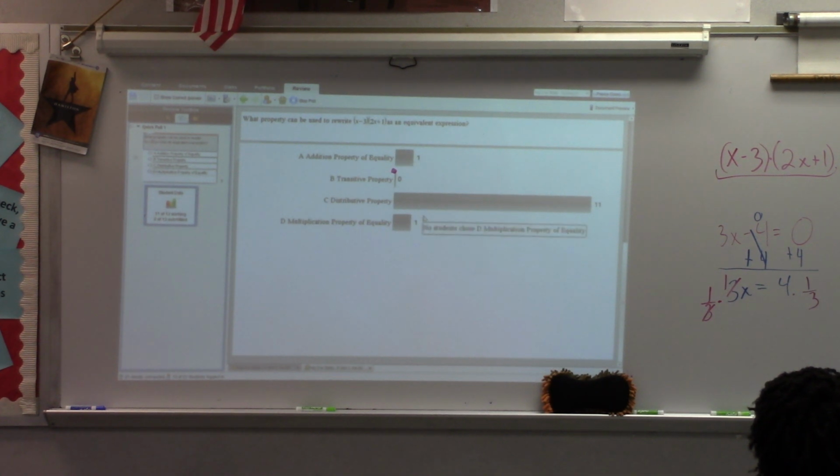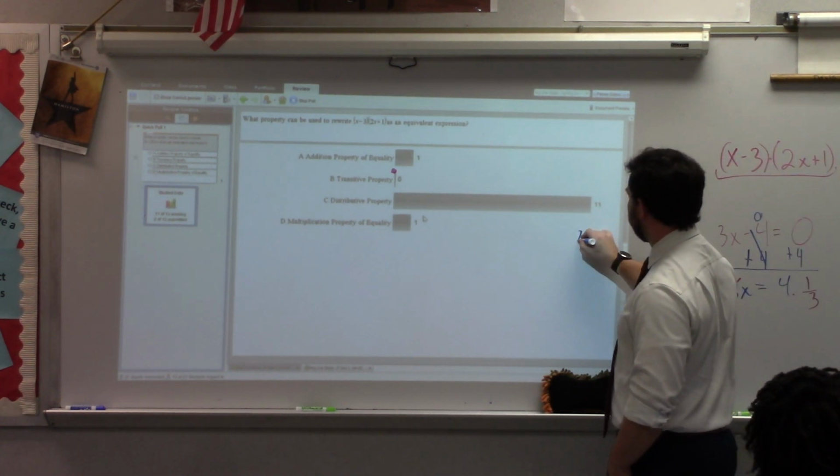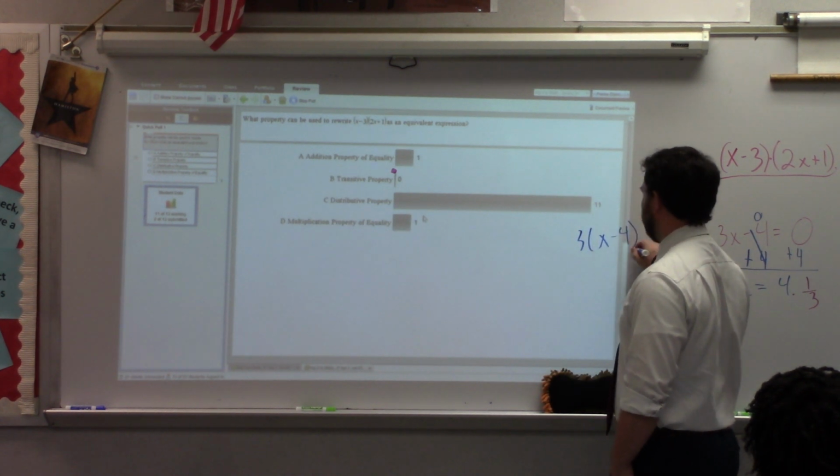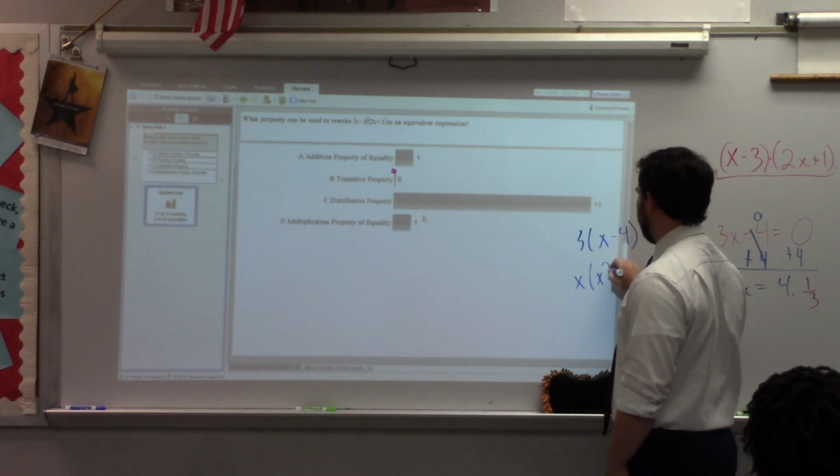Jaquan, you still want to change your answer at all? Come on, I need you to engage. So what are y'all used to? Because I would say this, I don't think most students are used to distributive property with binomials like this. What are you used to seeing distributive property with? So something like 3 times x minus 4? What about x times x squared minus 4?